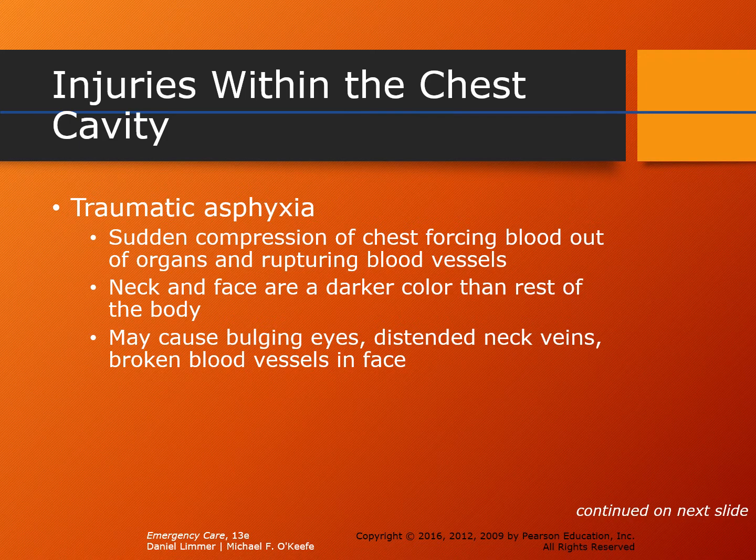So let's talk about traumatic asphyxia. It's a sudden compression of the chest that forces blood out of the organs and ruptures blood vessels. The neck and face may be darker in color than the rest of the body, and it may cause bulging eyes, distended neck veins, and broken blood vessels in the face. However, those aren't going to be solid determining factors. If your patient has had some type of compression injury to the chest and they are having difficulty breathing, we want to make sure that we are treating them as if they had a traumatic event that could cause asphyxia.